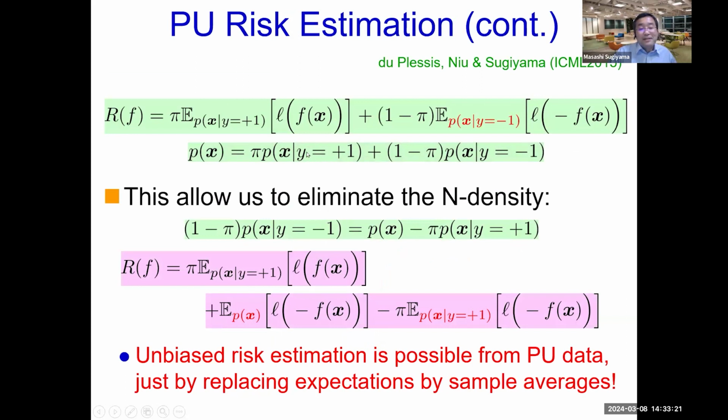By moving this term on the right-hand side to the left-hand side, we have this relation. The density of negative samples is given by P of X minus pi times P of X given Y equals plus 1. And we use this relation to eliminate this expectation over negative samples. Then this term is decomposed into two terms in this way. The classification risk now consists of 3 terms like this. But expectations are only over positive samples, unlabeled samples, and positive samples. Then we can naively apply empirical approximation to obtain an empirical risk from this expression.